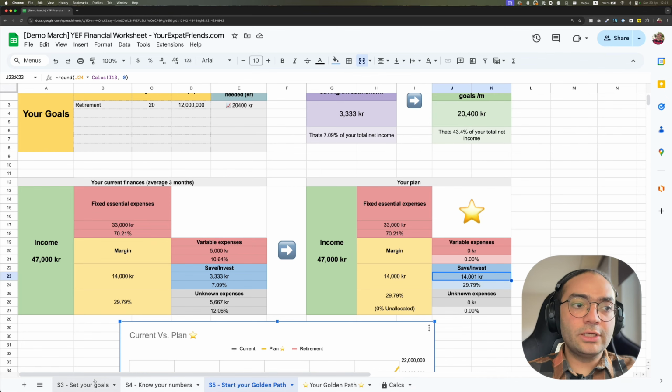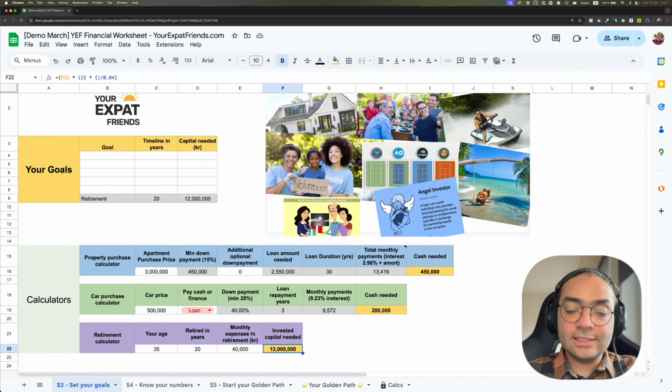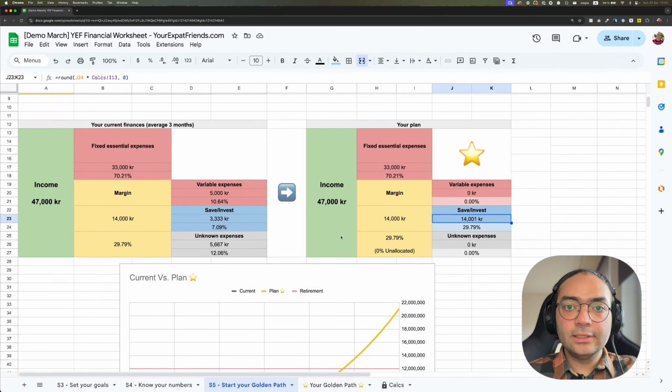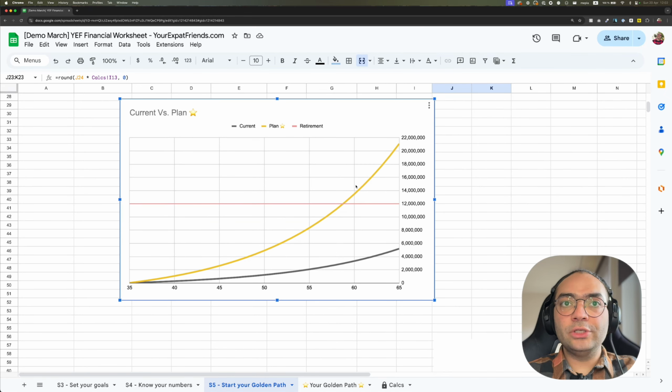So I would actually come over and say, okay, it seems like with my current trajectory, it's not possible for me to retire at 55. But I may be okay with retiring at 60. Now I set my goal to 25 years for retirement. Now I go back here, and now I'm actually ahead of my goal. So now at 59 years old, I can actually reach my retirement.